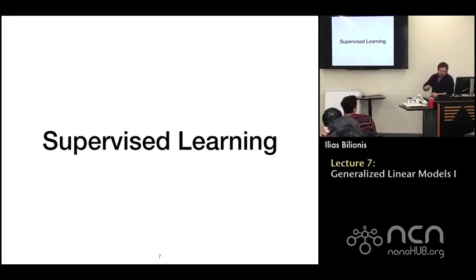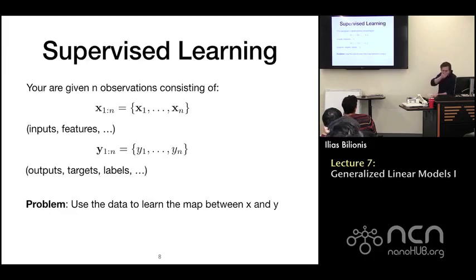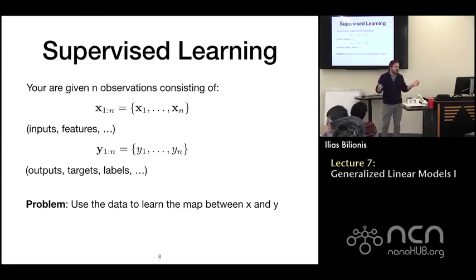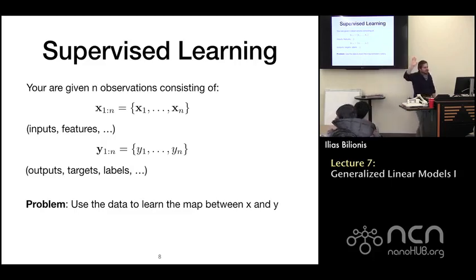So let's get to the new topic, which is supervised learning. And here's the definition of supervised learning. So you have observations that consist of two types of things, the X's and the Y's. And you can think of the X's as some kind of inputs, and the Y's as some kind of outputs. And the problem in supervised learning is to find the map between X and Y using just these observations. All right? This is pretty much it. Any questions?